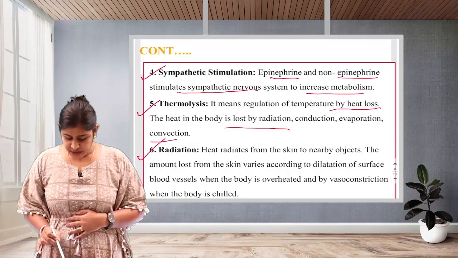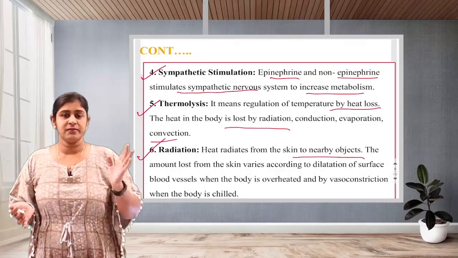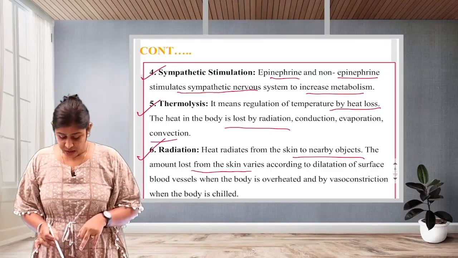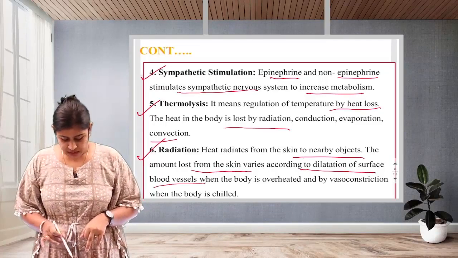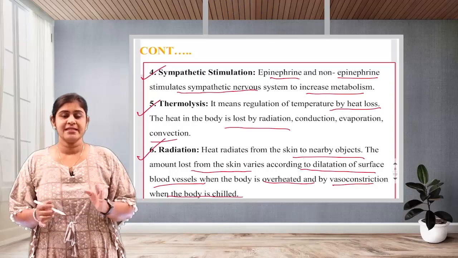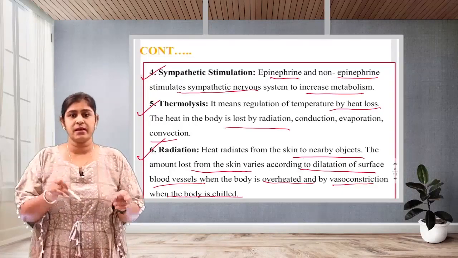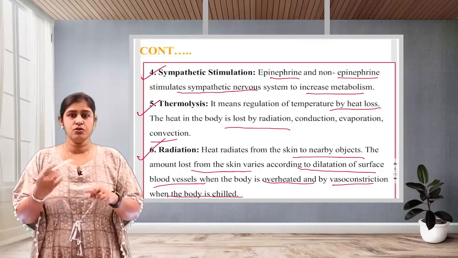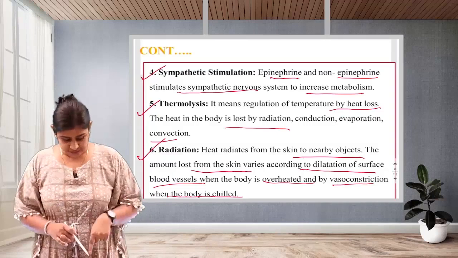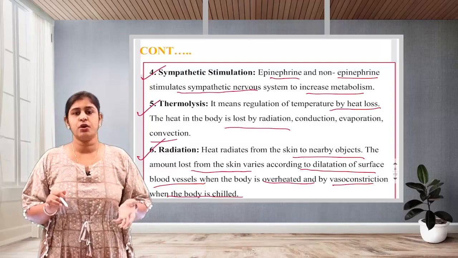Sixth point is radiation. Heat radiates from the skin to nearby objects. The amount lost from the skin varies according to dilatation of surface blood vessels when the body is overheated, or by vasoconstriction when the body is chilled. So our heat is also transferred to other objects.